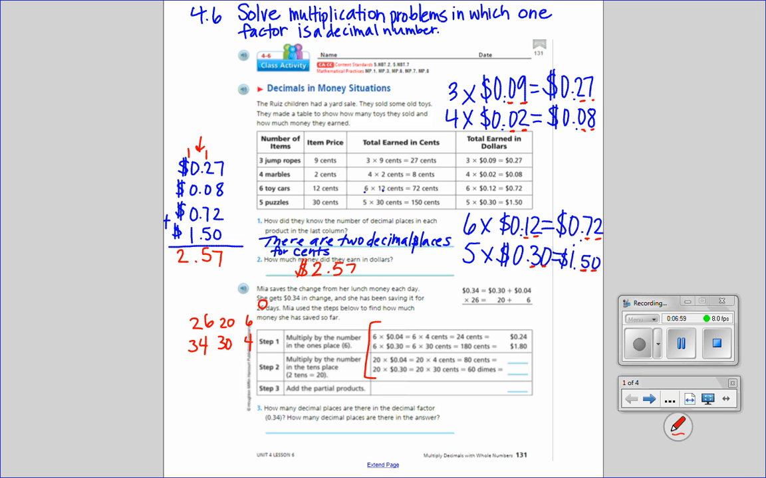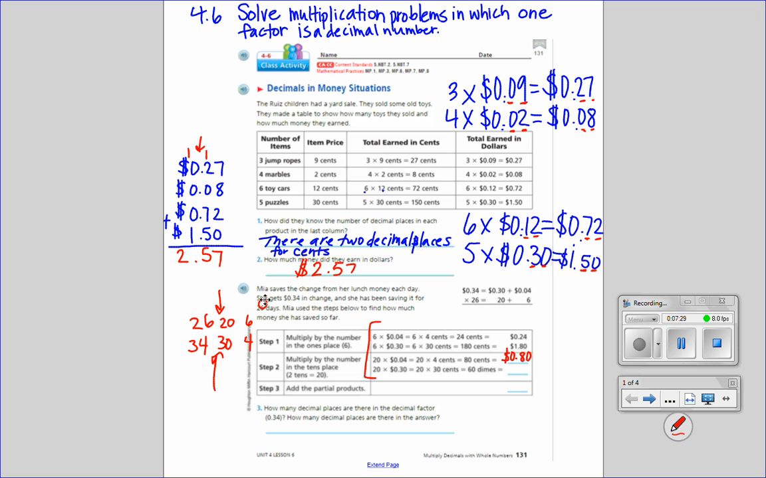Her second step is to multiply by the number in the tens place. So what's the number in the tens place in the 20? 2. And what's the number in the tens place in the 30? 3. So 20 times 4 cents, 20 times 4 is what? 80 cents. So you're going to put a dollar sign, a 0, a decimal point, and an 80.